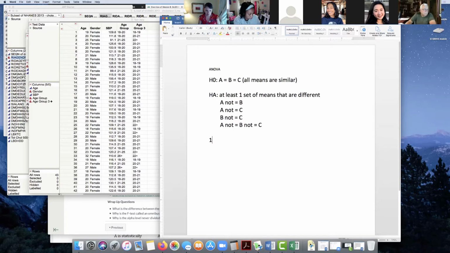So our first step here is to use the F-test and determine if there is a difference. And is there a difference that's large enough to say that we need to use multiple means?